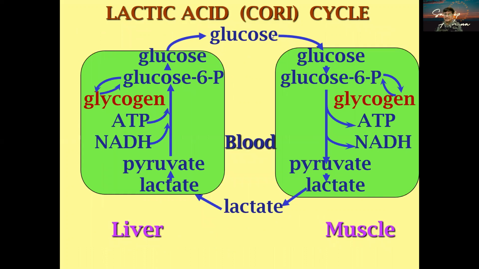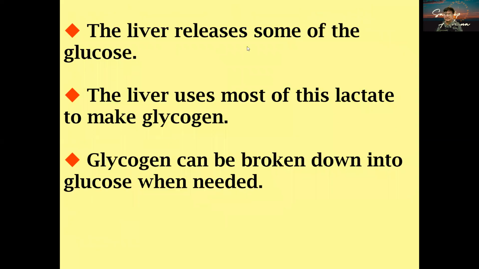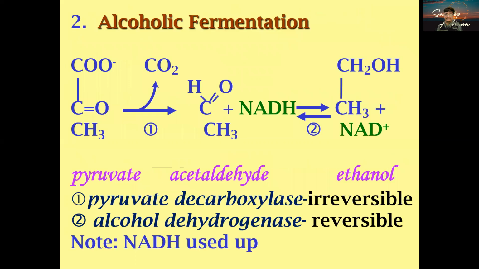Now, the lactic acid which is generated in the muscle will have a path. You can see over here the pyruvate will be converted to lactate in the muscles, and this lactate will go back to the liver, where it will again be converted into glucose, and the entire cycle we call the lactic acid cycle or the Cori cycle, named after the discoverer. So the liver releases some of the glucose, and the liver uses most of this lactate to make glycogen, and the glycogen can be broken down into glucose when needed, basically in the presence of glucagon, one of the hormones produced by the alpha cells of the pancreatic gland.